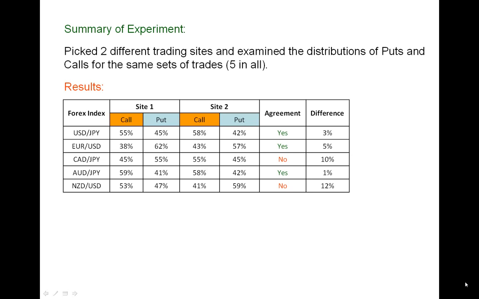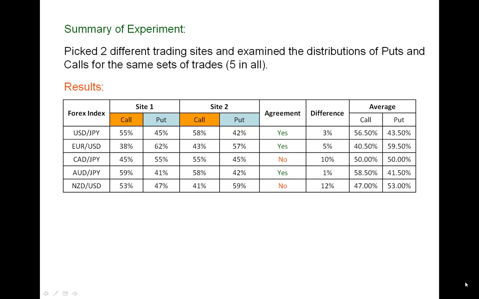What if we actually didn't base our trade on one site alone, but we rather want to do it based on 2 sites? So I averaged what the calls and puts are across these 2 sites. And what we note is that, except for the case of the Australian dollar to the Japanese yen, that's the 4th row, and the euro to the US dollar, the split is actually quite close in certain places. It's 56% and 43%, or 58% and 41%.